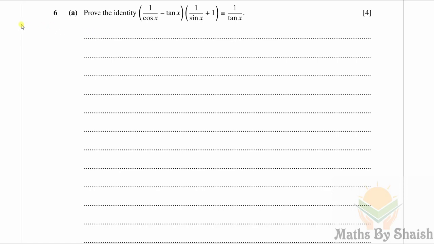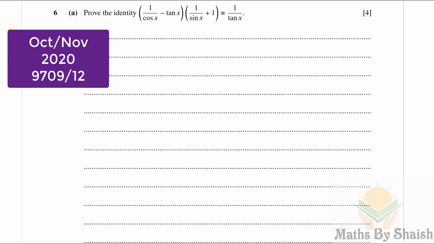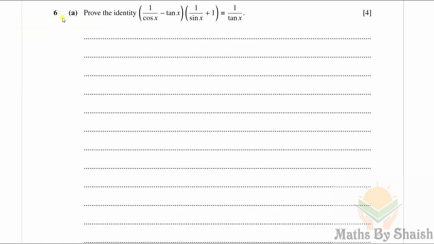Here we are going to discuss the next three questions from October-November 2020 9709/12, that is Pure Mathematics 1, and here is question number 6. Part A: prove the identity (1/cos x − tan x)(1/sin x + 1) is equivalent to 1/tan x.